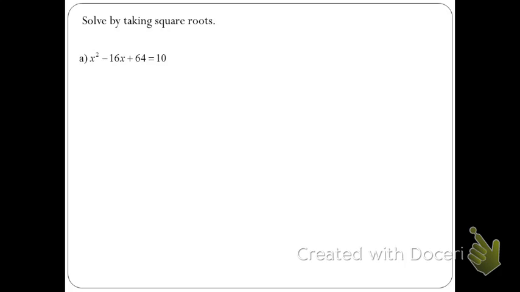Alright, I got two more equations that I want us to solve by taking square roots. And hopefully what you're going to notice here is that in each of these equations, this quantity that I have on the left side is already a perfect square. This is already a perfect square. Now, how do I know that those are already perfect squares?